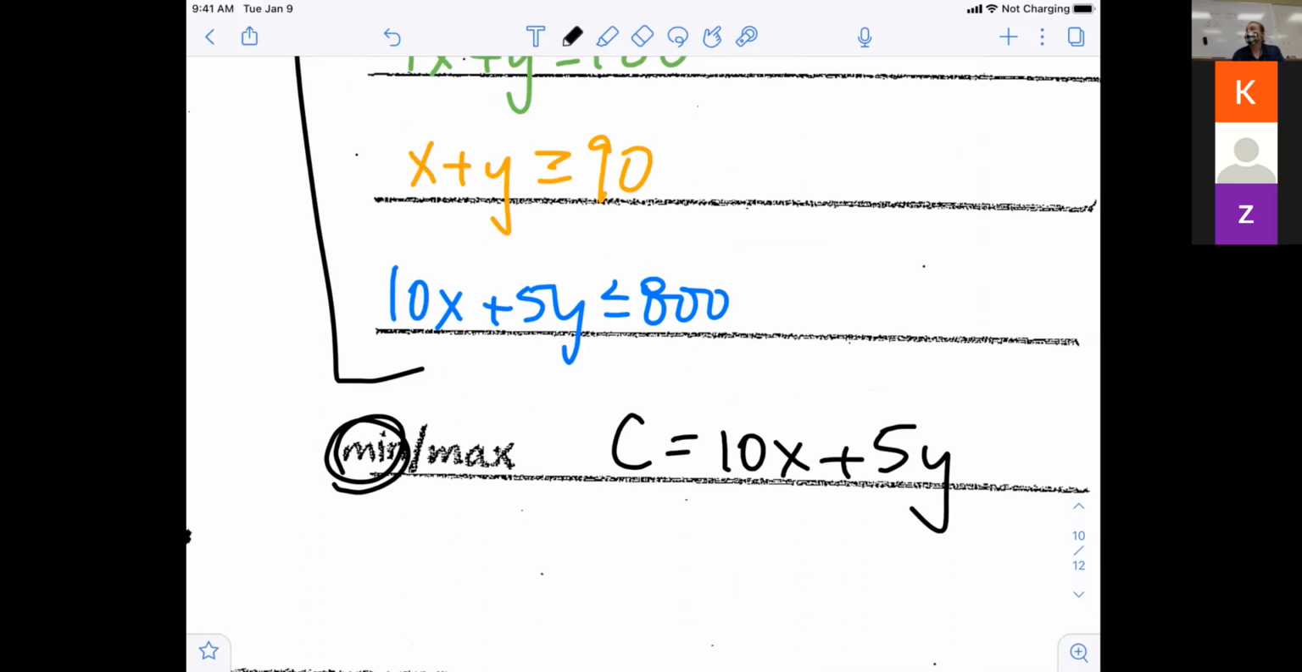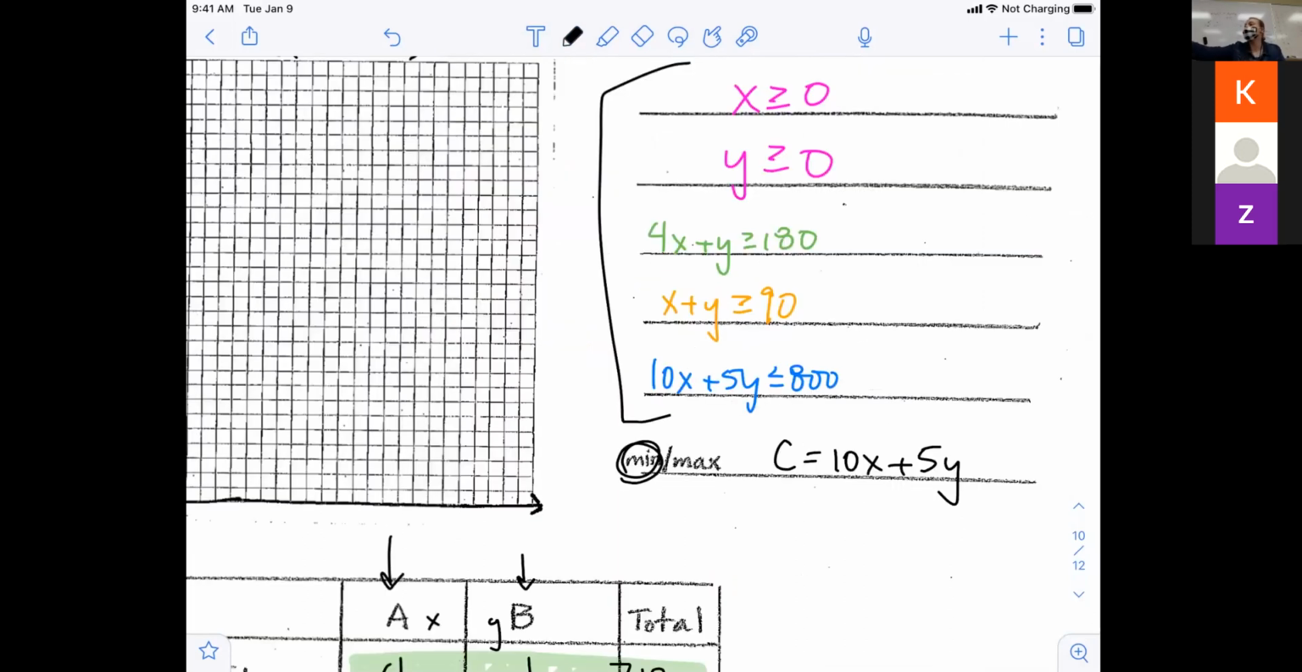Okay, and we do that by graphing lines. So I'm going to graph these lines. You can graph a couple ways. You can find intercepts, or I would rather put it in slope-intercept form and graph from there. If you have trouble graphing, let me know.